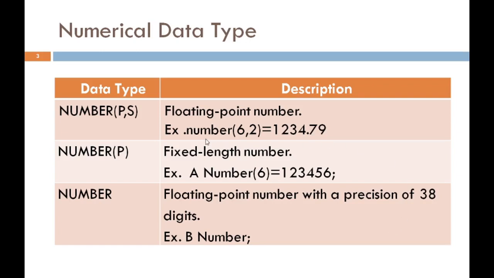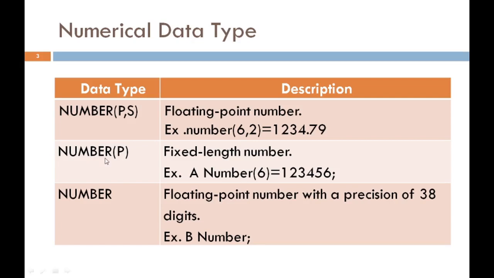For example, a number with 6,2 precision and scale. The number 1234.79 has a precision of 6 and a scale of 2. So, to store this number, we need the NUMBER data type with 6 precision and 2 scale. Both precision and scale are in decimal digits and are optional. If you skip the precision and scale, Oracle uses the maximum range and precision for the number.